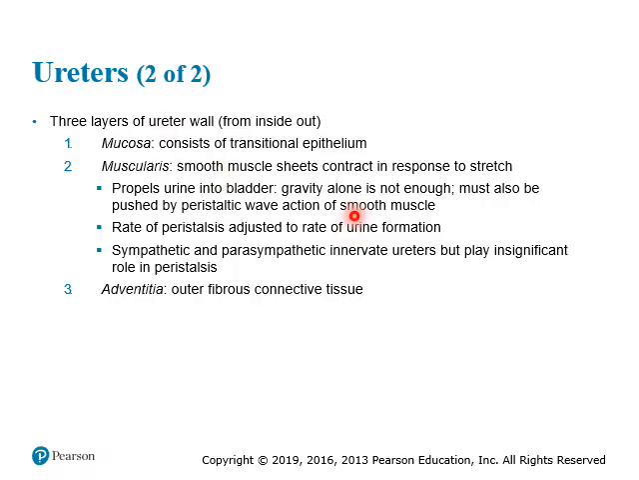Okay, this is actually your ureters. Gravity alone is not enough, but urine must also be pushed by peristaltic wave action of the muscle. So the muscles of the ureters can actually push the urine down by peristalsis, adjusted to the rate of urine formation. Sympathetic and parasympathetic innervation would play a significant role in the peristalsis. The adventitia is the outer fibrous connective tissue cover of the ureters.